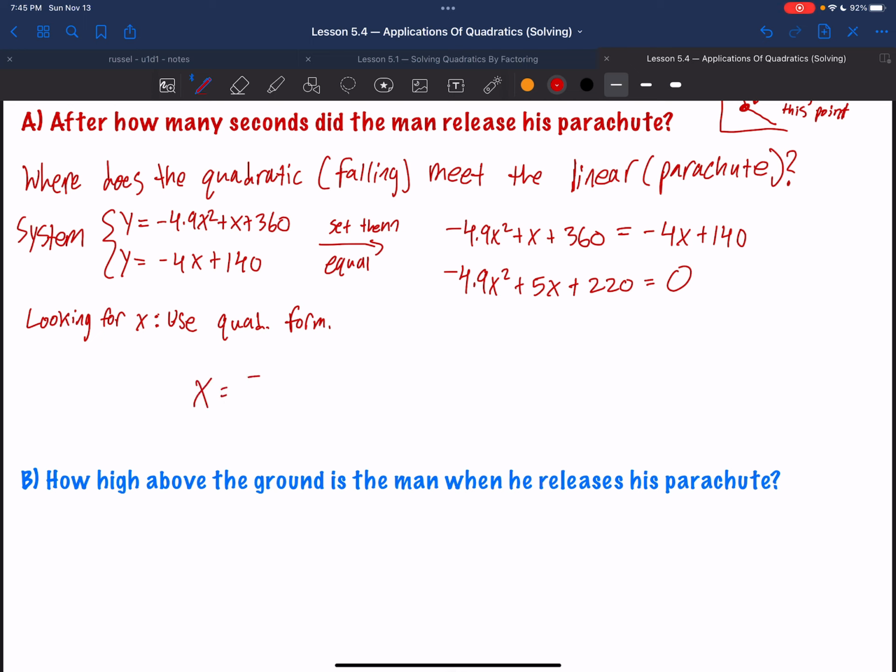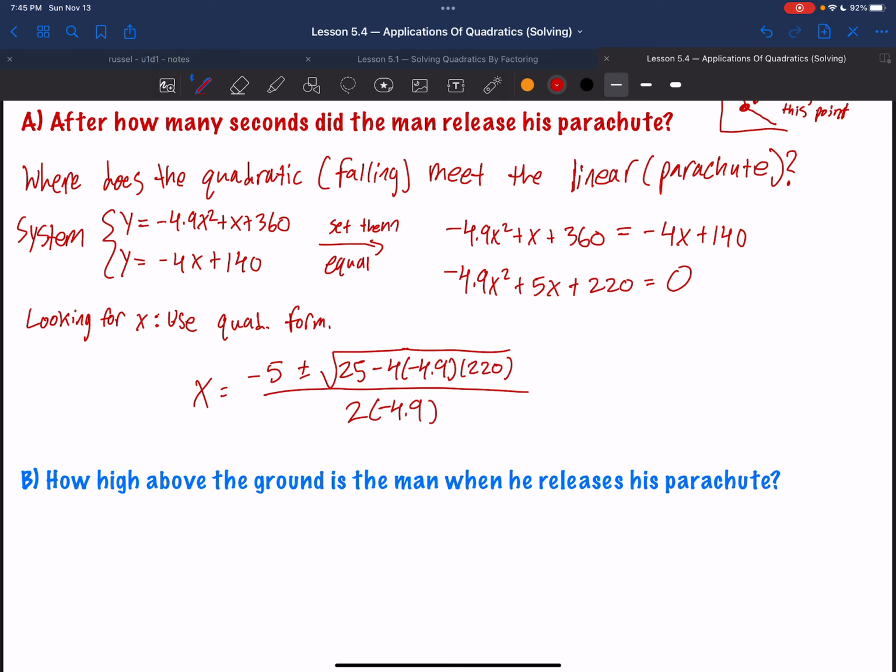x equals negative b, which is 5, plus or minus the square root of 5 squared, which is 25, minus 4 times a, which is negative 4.9, times c, which is 220, all over 2 times a, which is negative 4.9. And that's just a calculator thing, right? You just punch that into a calculator. No big deal. So let's try that.